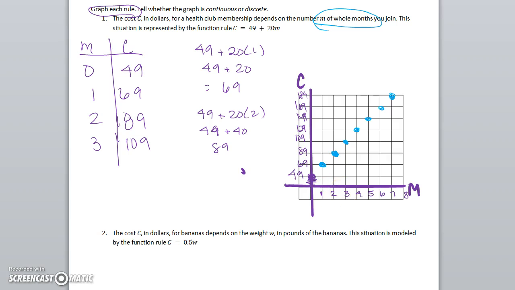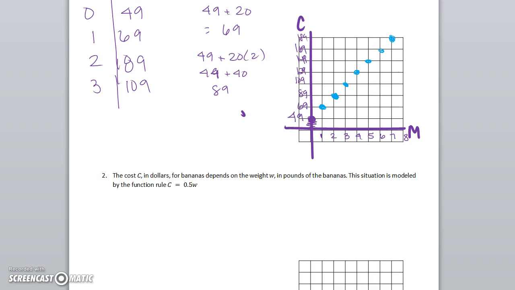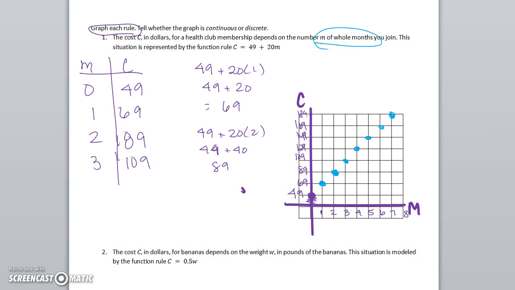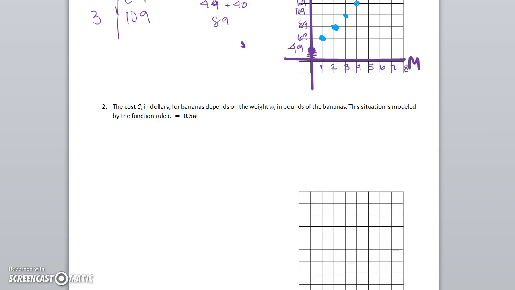Okay, check that. And then make sure you have what I have. And if you don't, take a moment, take pause, and then write it down. Okay, for number 2, the cost C in dollars for bananas depends on the weight W. So now the cost C depends on the weight W in pounds. This situation is modeled by the function C equals 0.5 W.